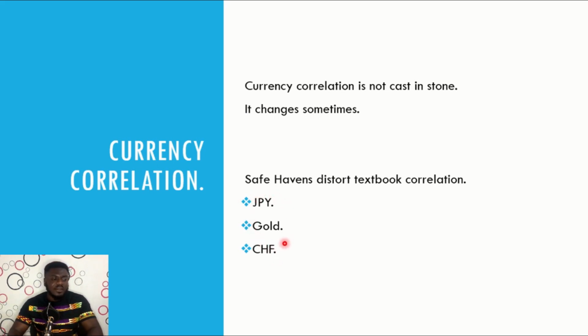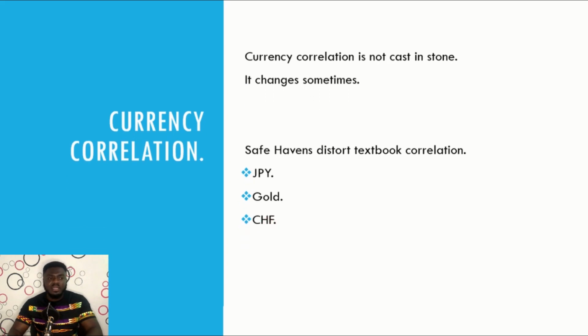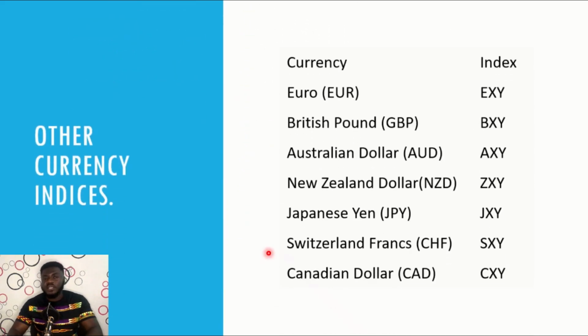So when these currency pairs are acting as safe havens and the US dollar as a currency is strong, then currency correlation may be distorted. That is, you may not see USD/JPY trading strongly together with the dollar index, XAU/USD trading strongly negatively with the dollar index, and the CHF also trading strongly positively with the dollar index. But just know that correlation changes from time to time, and most of the time we have no reasons to explain why. Correlation is not cast in stone.